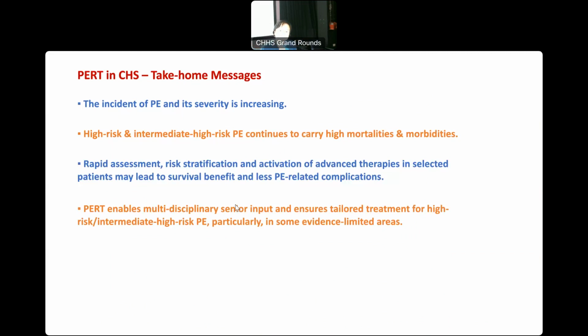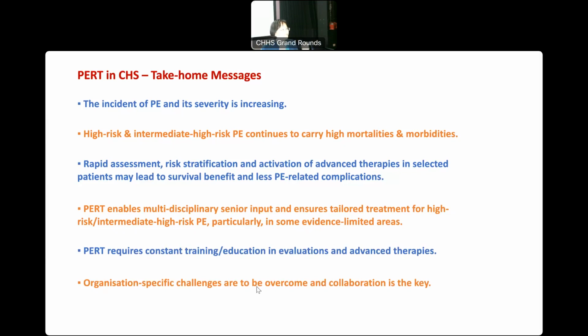PERT enables multidisciplinary senior input and ensures tailored treatment for high-risk or intermediate-high-risk PE, particularly in some areas where there is a lack of strong evidence. That's why we need to sit together to make that decision. PERT also requires constant training and education in evaluation of advanced therapies. We have organization-specific challenges, but we have to overcome them, and collaboration is the key.